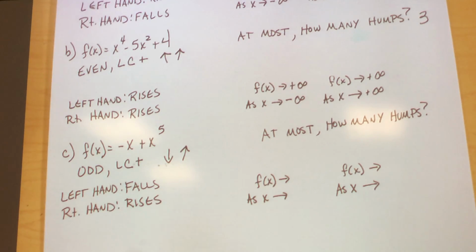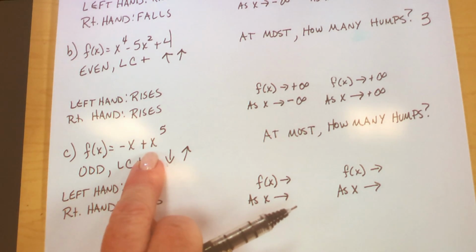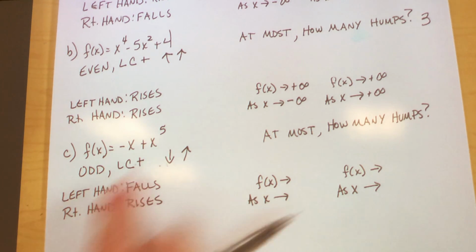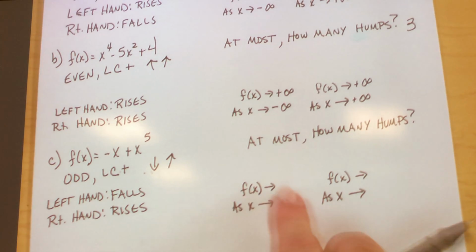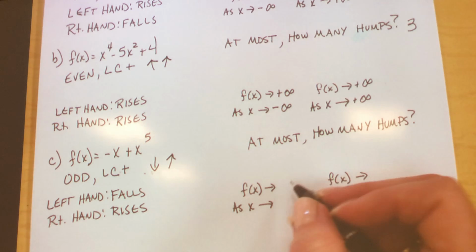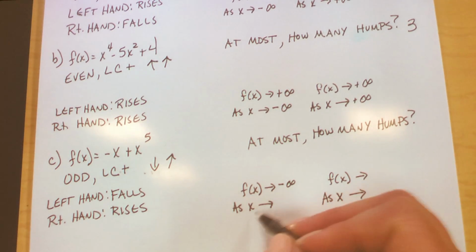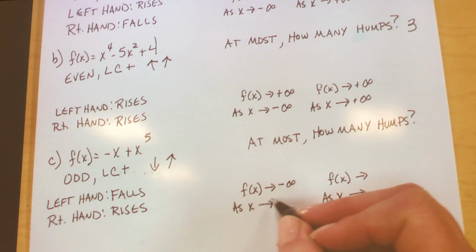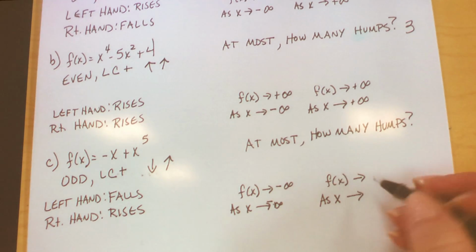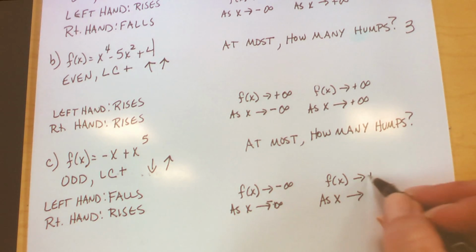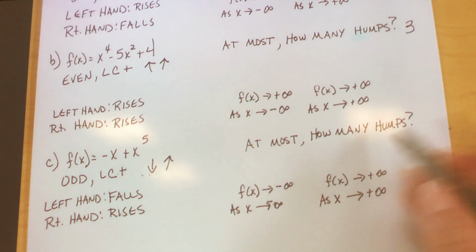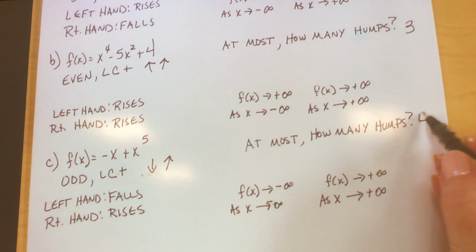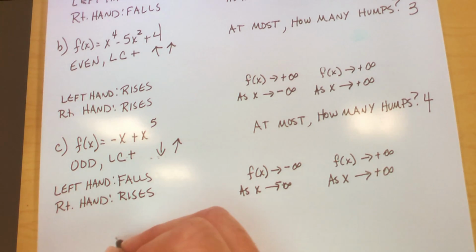Anybody got a question? This is what it's going to look like on the test with no calculator. I'll give you a function, and then I'll say, tell me its left hand and right hand behavior. Should y'all be able to do that without a calculator? Yes. Okay? Over here, f of x approaches what? Negative infinity as x approaches negative infinity. F of x approaches positive infinity as x approaches positive infinity. At most, how many humps? 4. Very good.